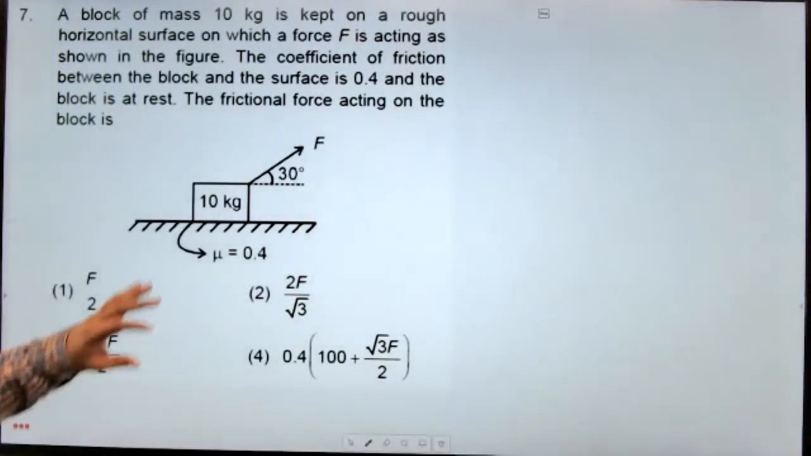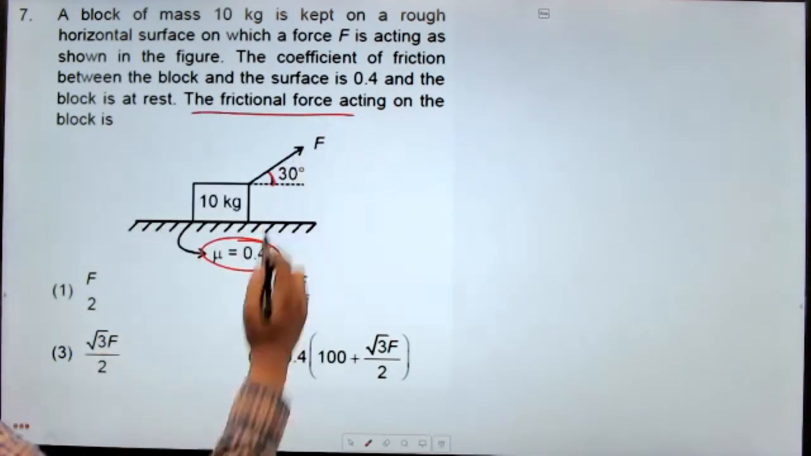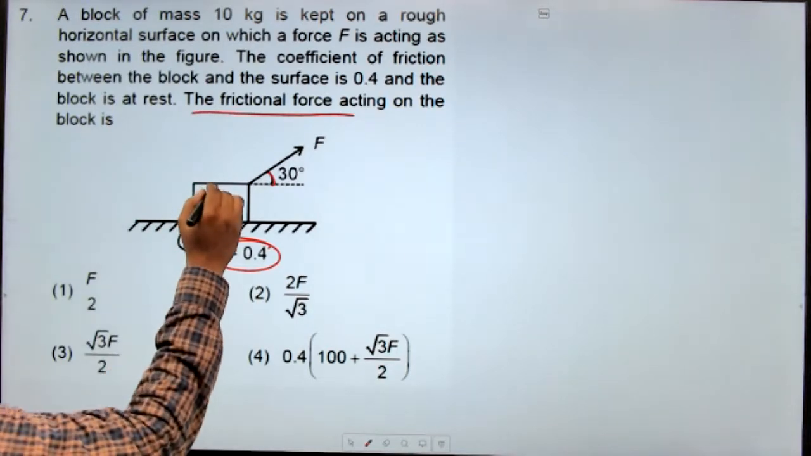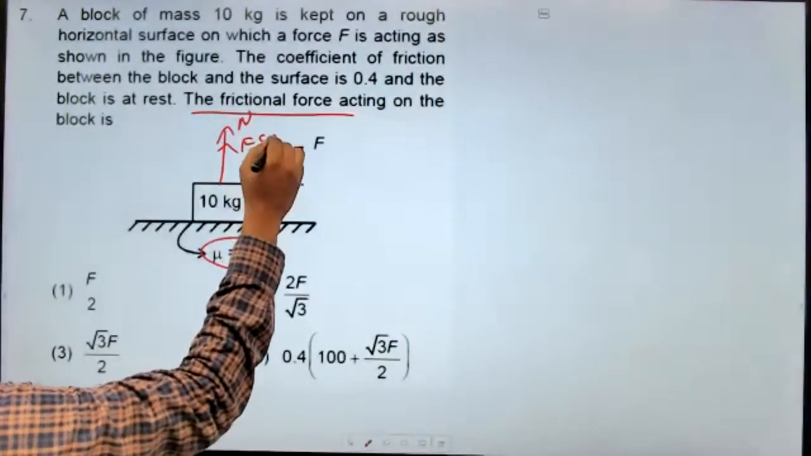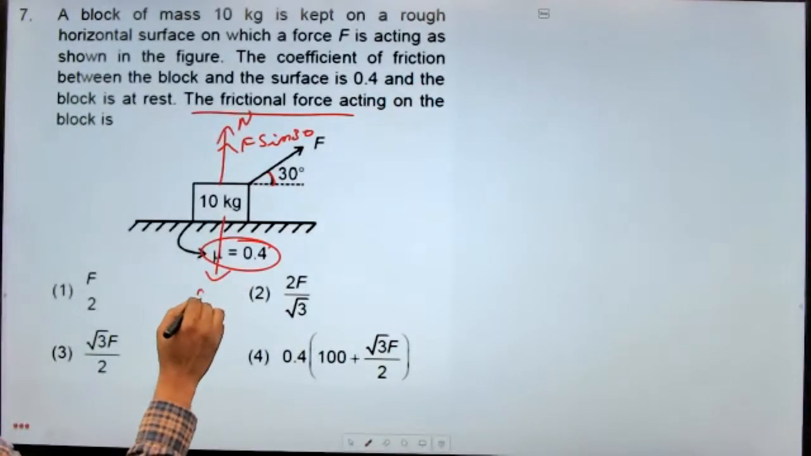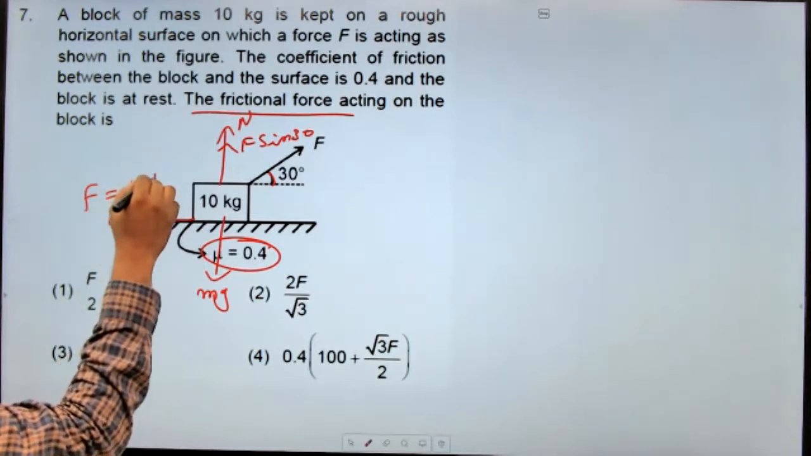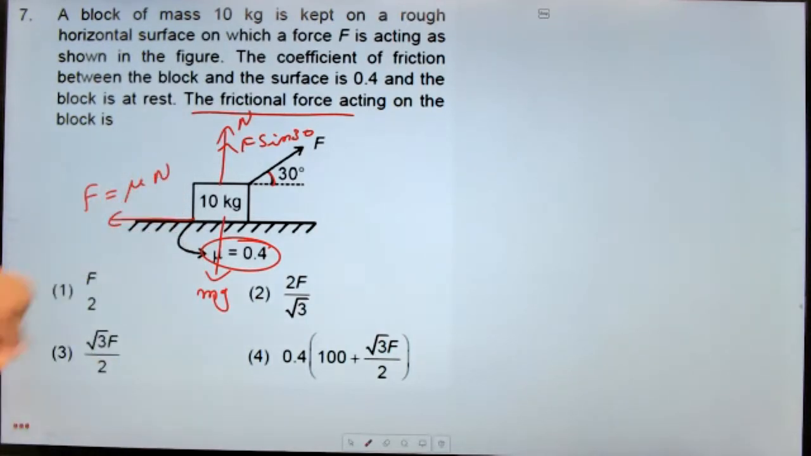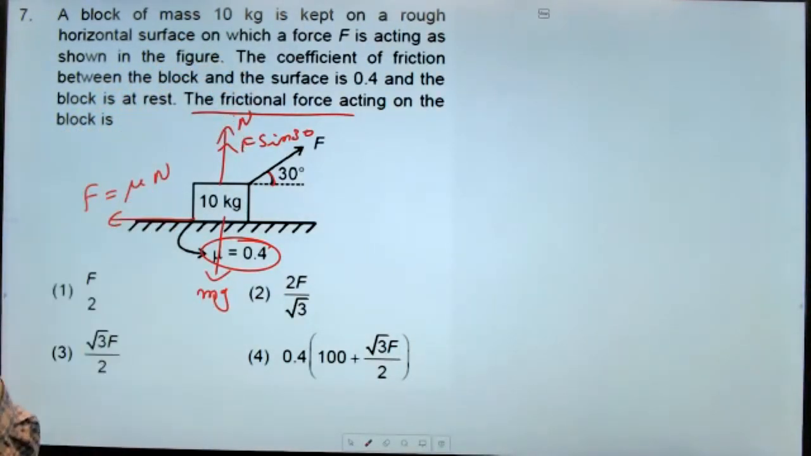Next one. Here is a block of mass 10 kg. A force F is applied that is making an angle of 30 degrees. The coefficient of friction is given as 0.4. Now what we have to calculate? Frictional force acting on the block. What are the forces acting on this? On this side normal force and F sin theta, also this side only. Next, weight mg acts downwards. In this direction frictional force equals mu into normal force. So these are the forces acting: normal force, F sin theta, weight mg, and frictional force acts like this. Now, what is the value of frictional force?